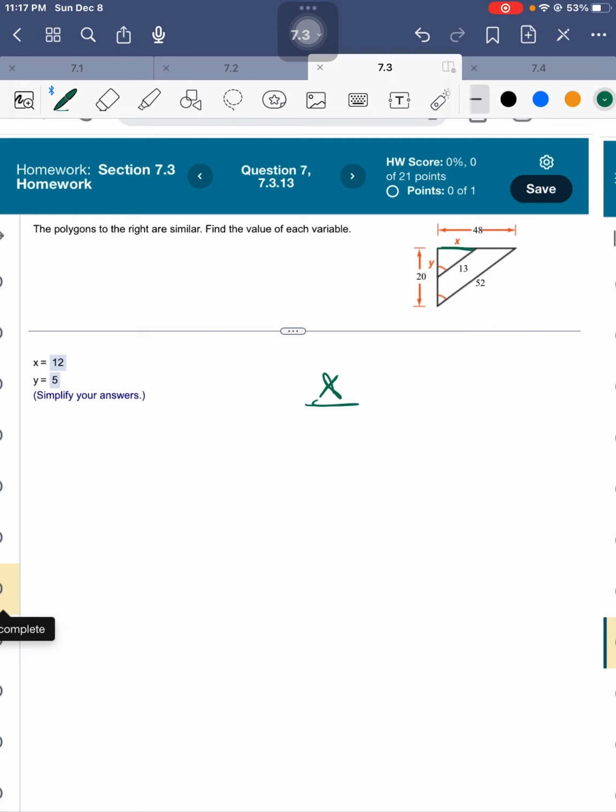So my x is to the 13. Sorry, my x is to the 13. Oh, I apologize. My x is to the 48 as my y. What? Oh my God.